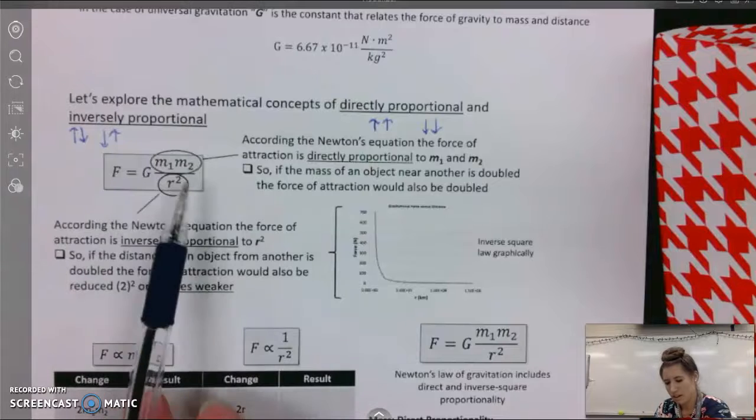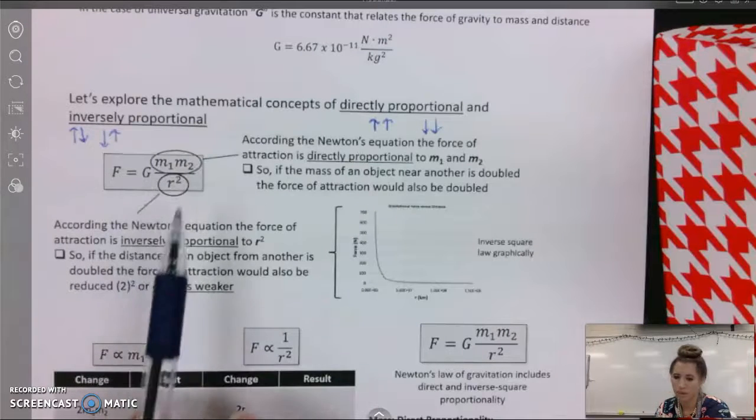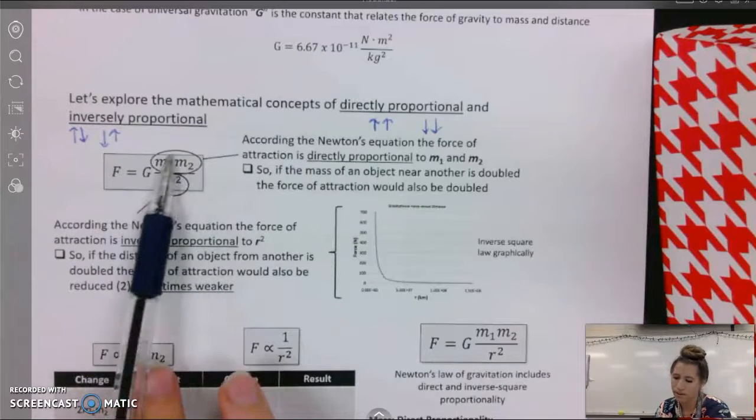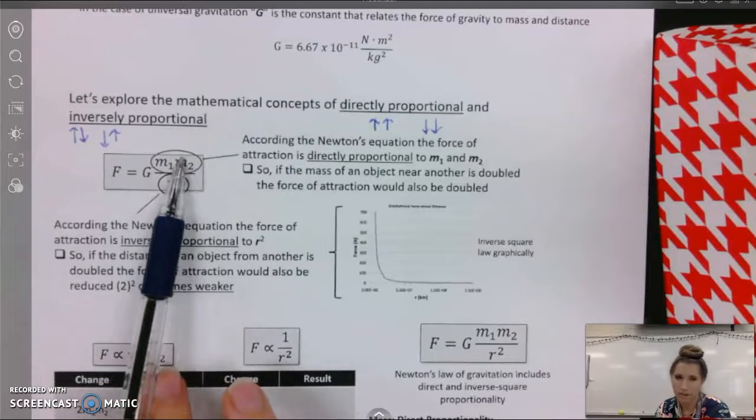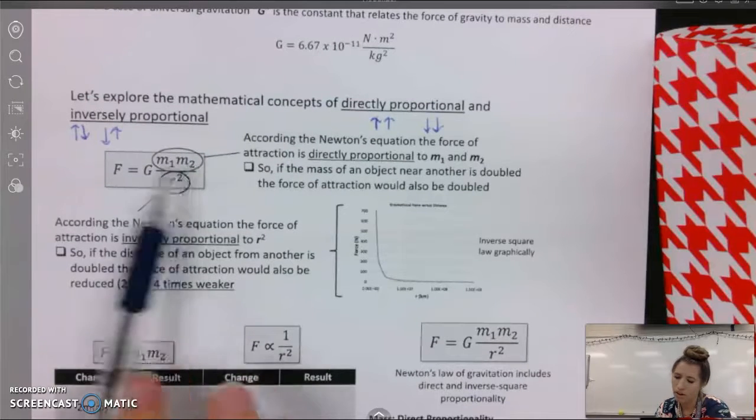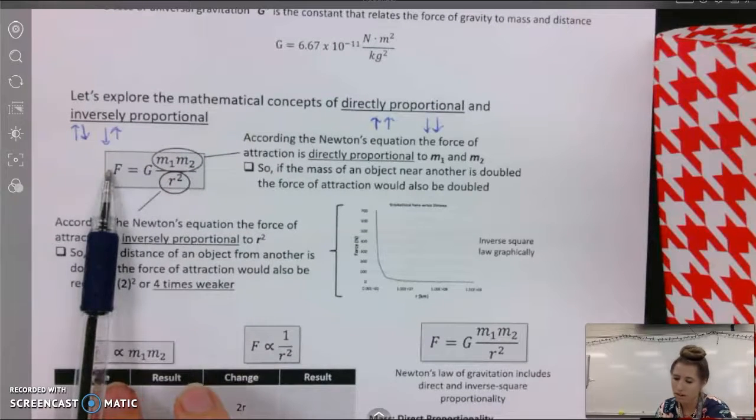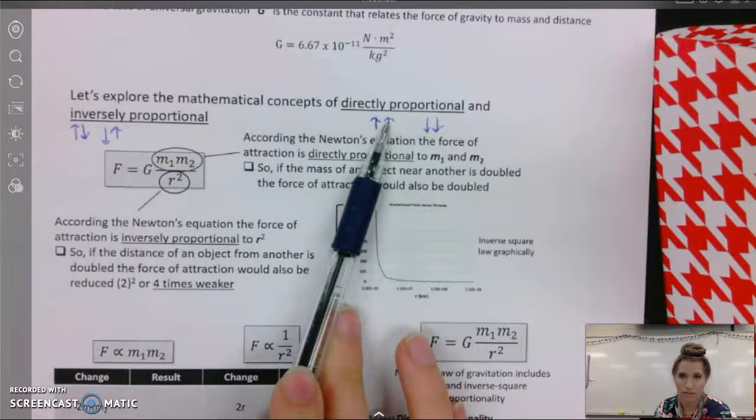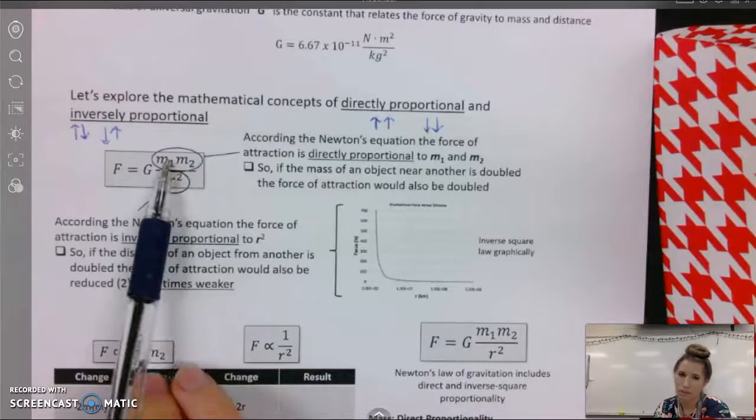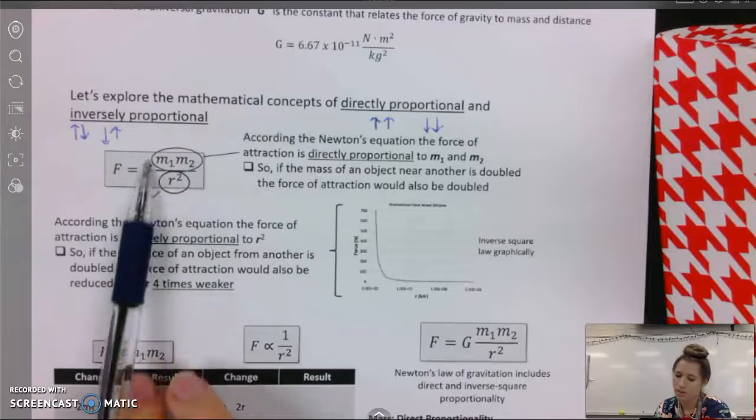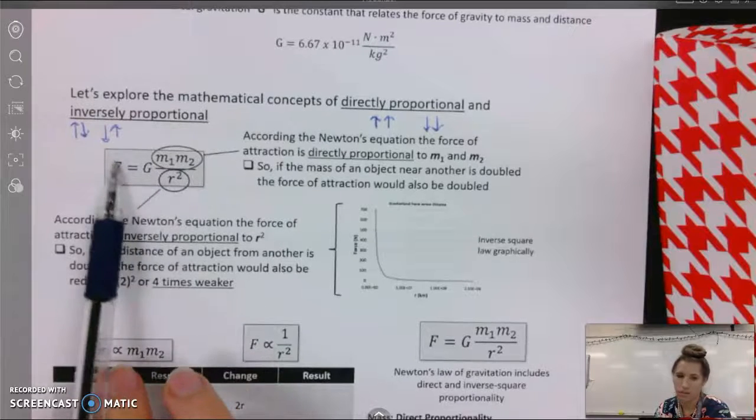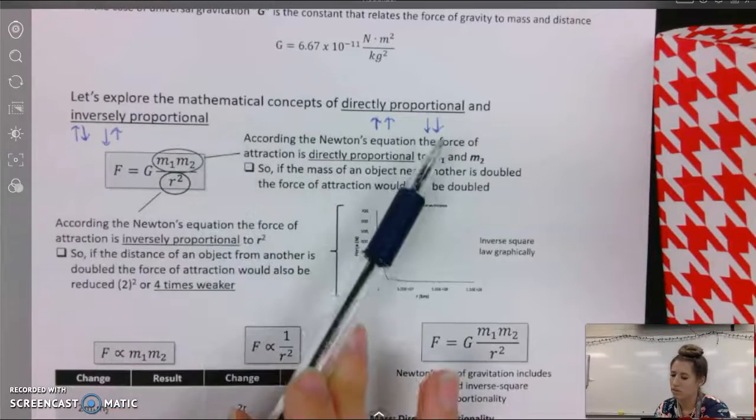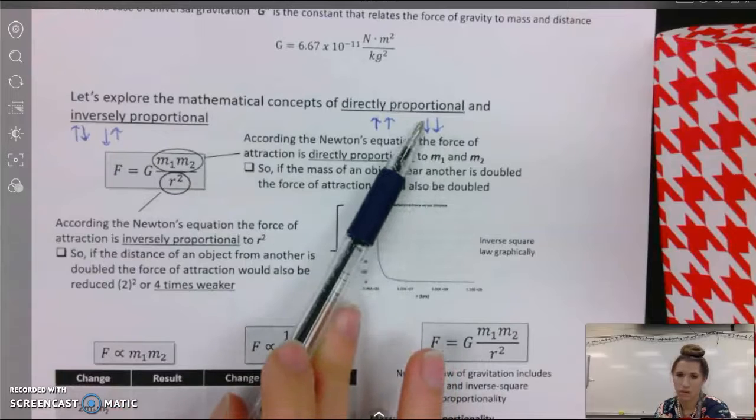I like to look at this and think of it as a fraction. If I increase what's on the top of the fraction, then the overall becomes bigger. Okay? When that got bigger, this got bigger, so that'd be directly proportional. Or if I decrease my mass, then overall this gets smaller, so that gets smaller. And so both of them went down, so that's directly proportional.